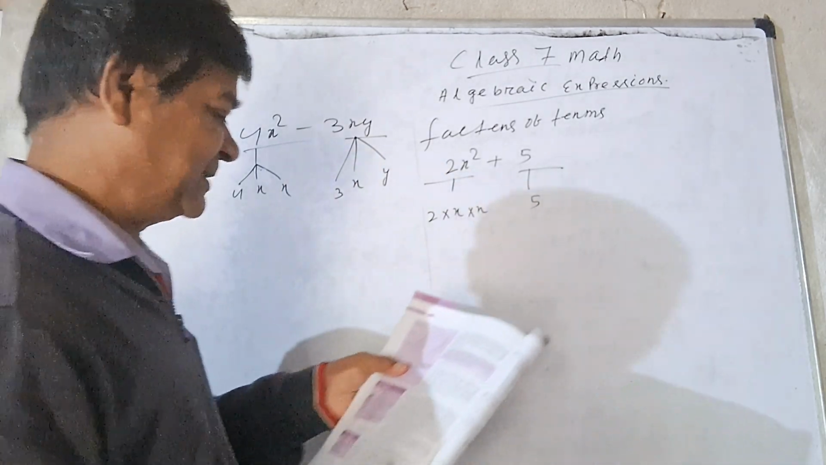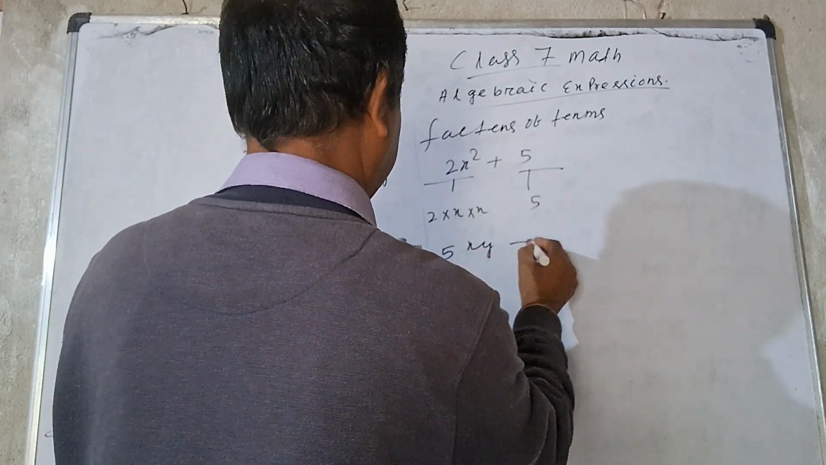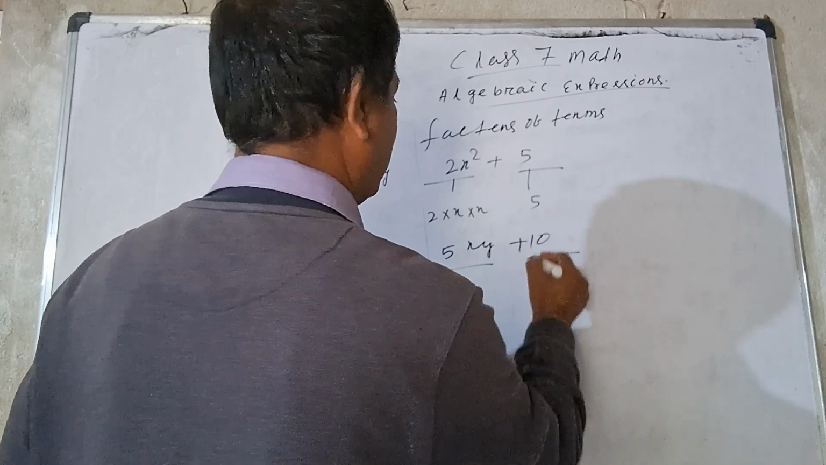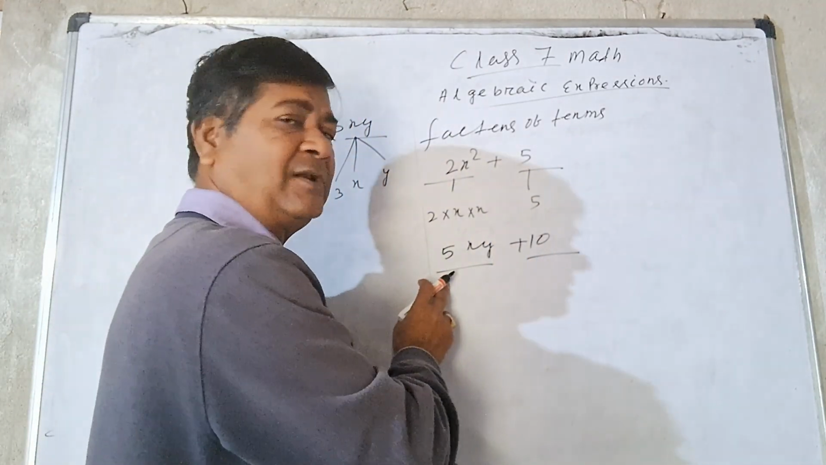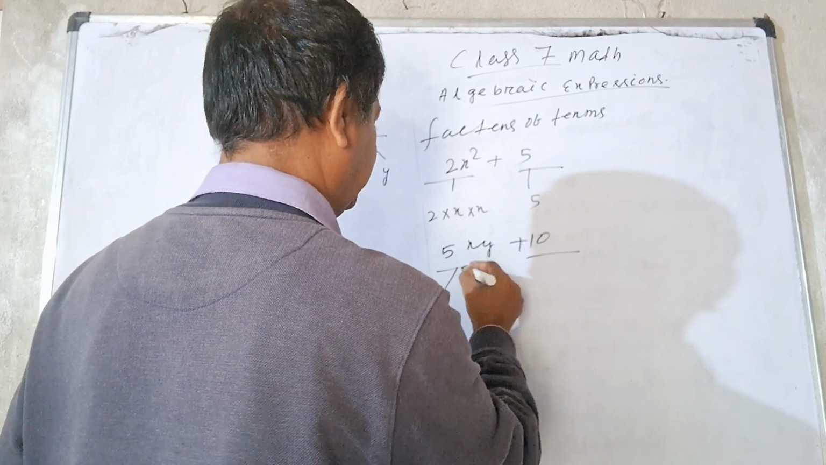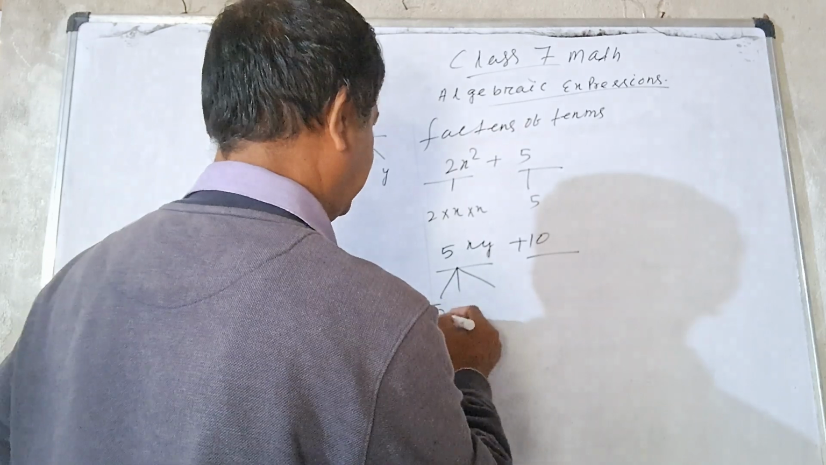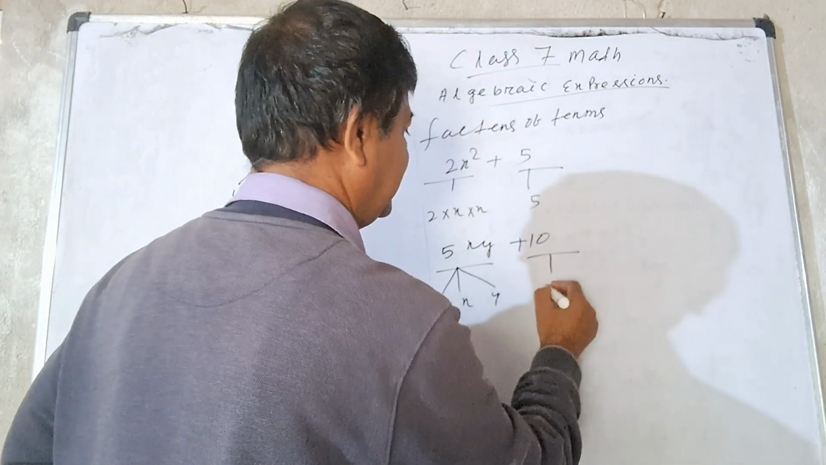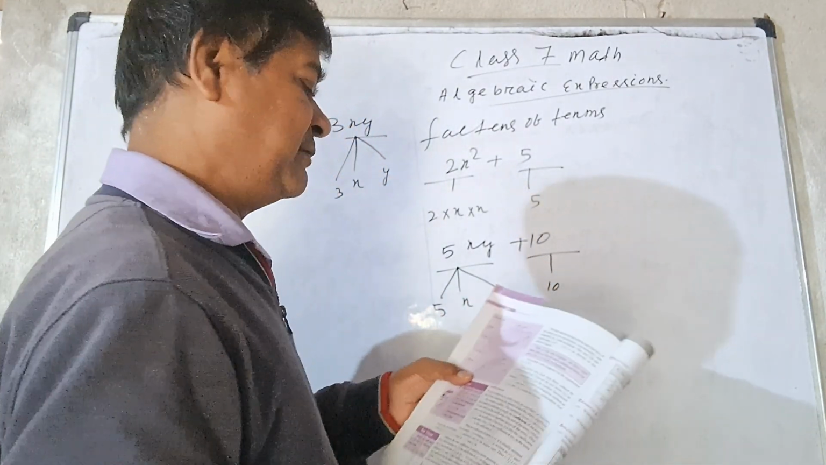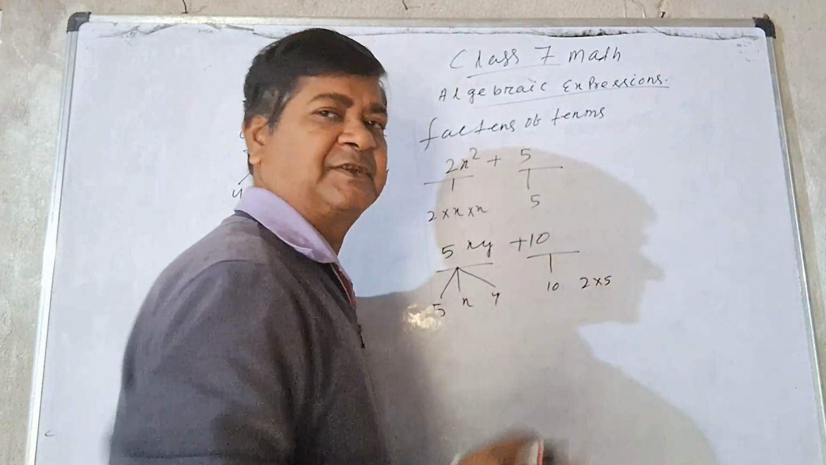Similarly, another expression, 5xy plus 10. There are two terms. 5xy is one term, another term is 10. There are three factors: 5, x and y. 10 is a single factor. You can express it as 2 into 5 or simply 10.